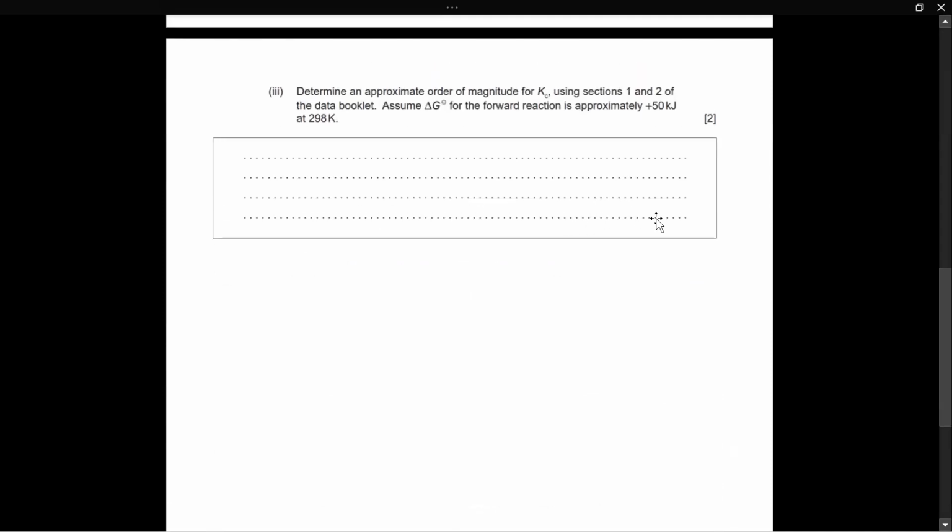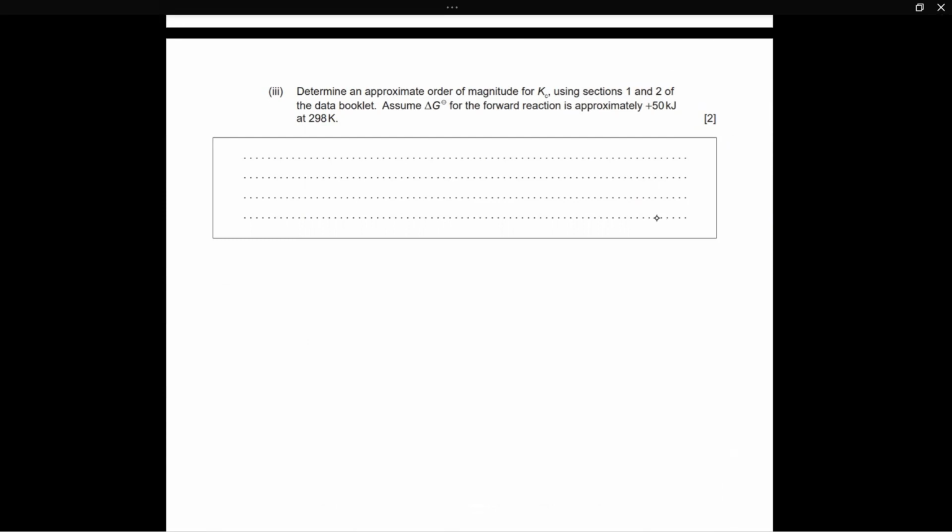So this is the last part of this question that I'm going to address. I've seen this question come up so many times as well, and it is very easy to solve. It's an easy 2 marks that you can get. It's basically rearranging an equation. It is actually more to do with math than chemistry. So they've told us, determine an approximate order of magnitude for Kc using section 1 and 2 of the data booklet. Assume delta G for the forward reaction is approximately 50 kilojoules at 298 Kelvin.